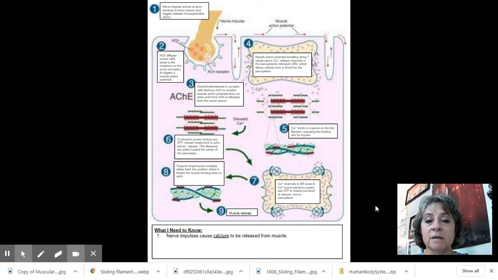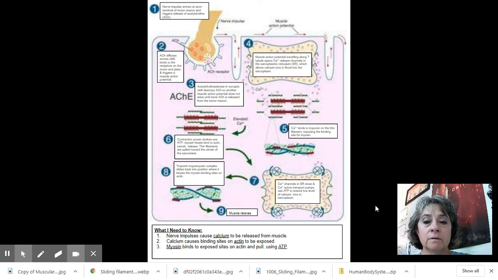The first thing is nerve impulses cause calcium to be released from the muscle. That's your number one thing. I want you to know that it's a nerve impulse that's doing it, and it's releasing calcium. The second thing, calcium causes the binding sites on actin to be exposed. Remember, that's the thin filament.